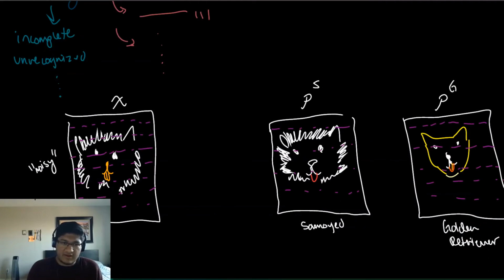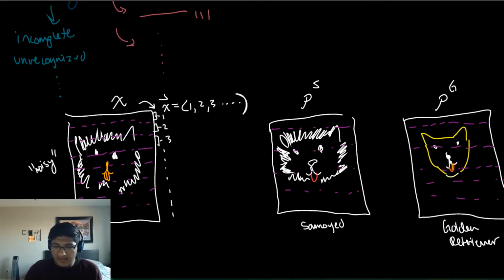So let's call the vector for this unknown X. Each of the components of this vector, this is one component, this is one component, so we'll call this 1, this is 2, this is 3, so on and so forth. For PS, we have the same thing, right? The vector would be represented as PS, and each of these would be the vector components. Same thing over here, we have this going to be PG.